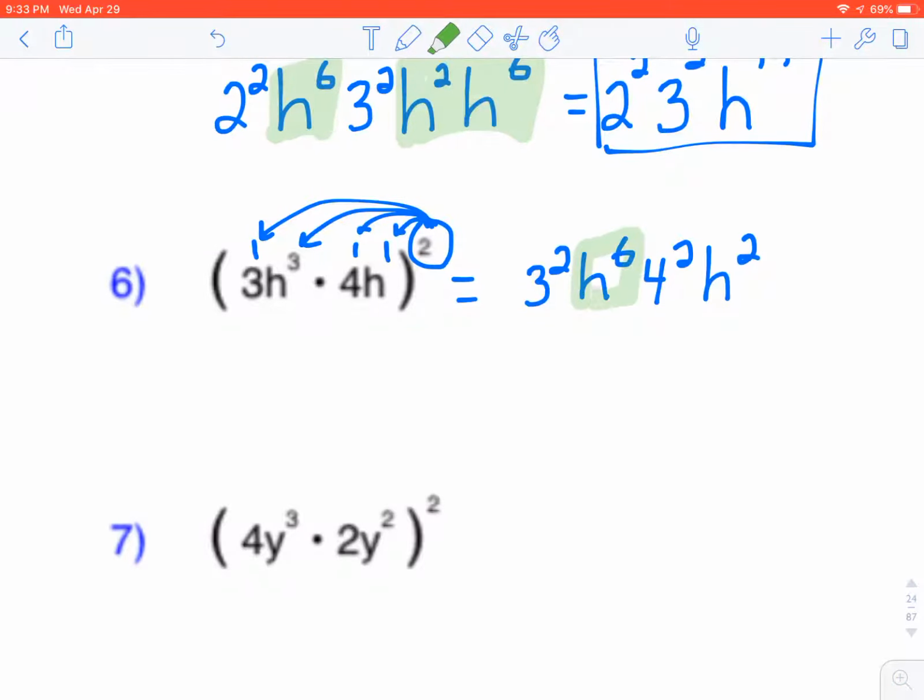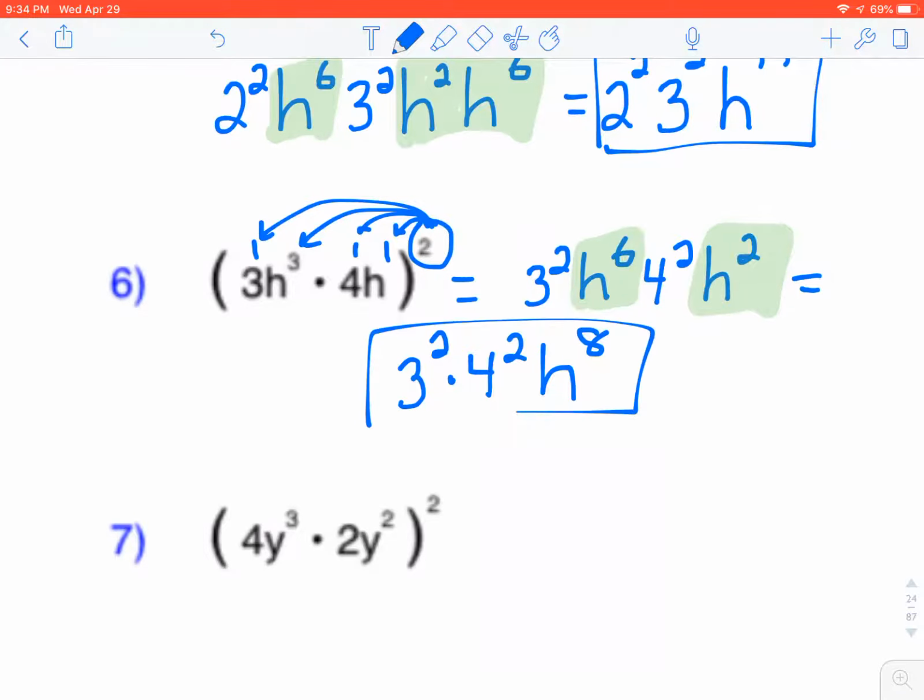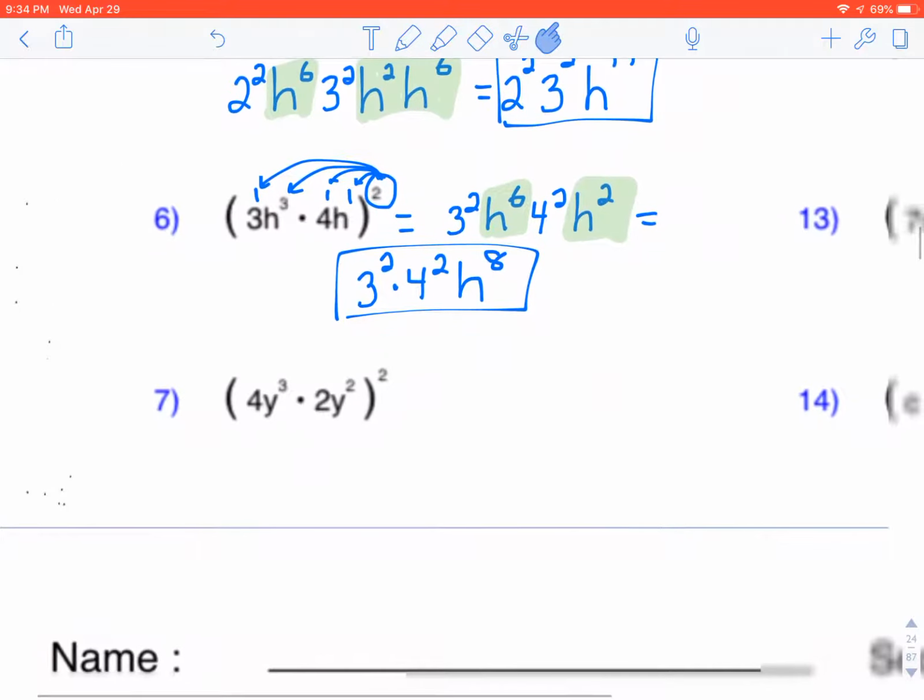We're going to look at any bases that are the same. Again, the h's are repeating. So I'm going to rewrite our 3 to the second and 4 to the second. Rewrite our base of h, because that's repeated, and then add your exponents. 6 plus 2 is 8. So again, try to keep your coefficients in front, which are your number bases, and then your variables go after. I'll go a little quicker here.